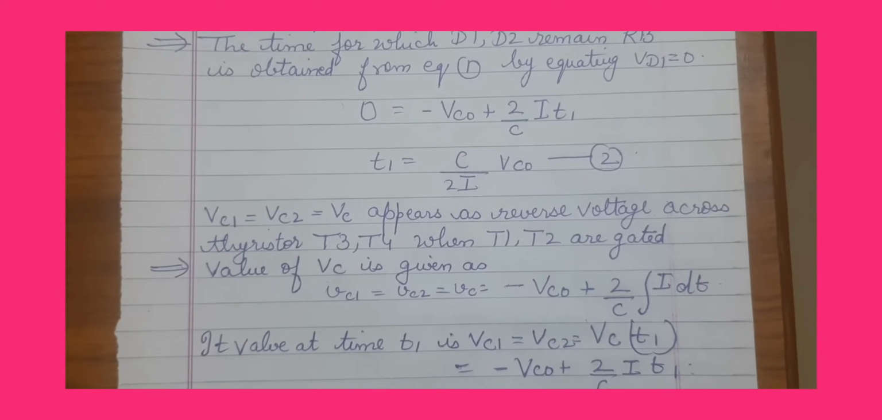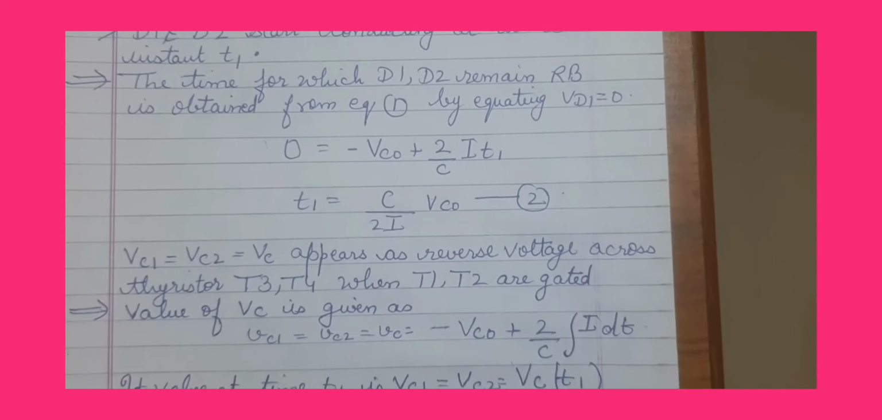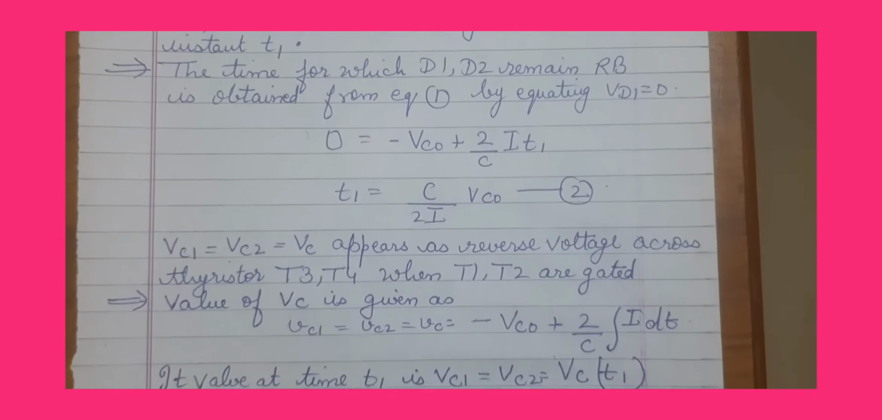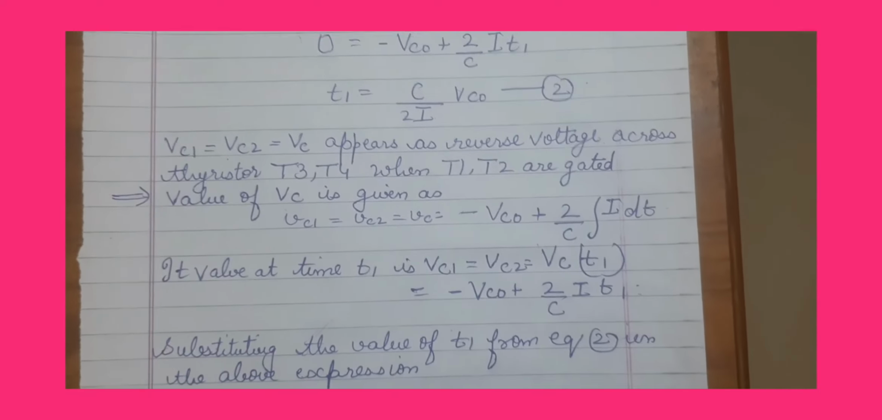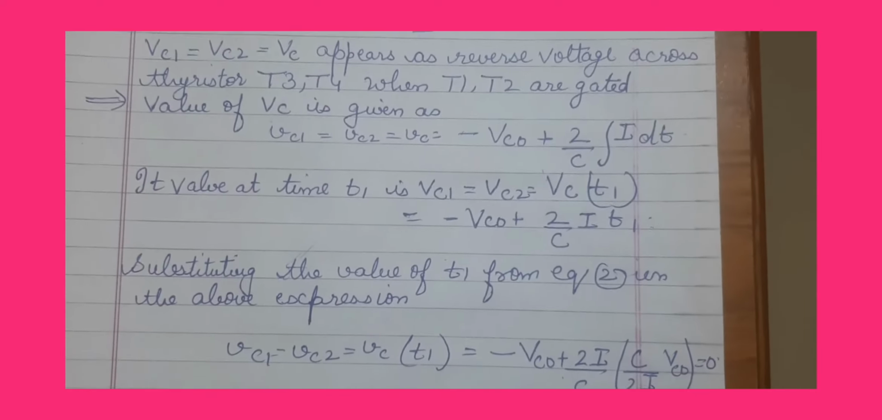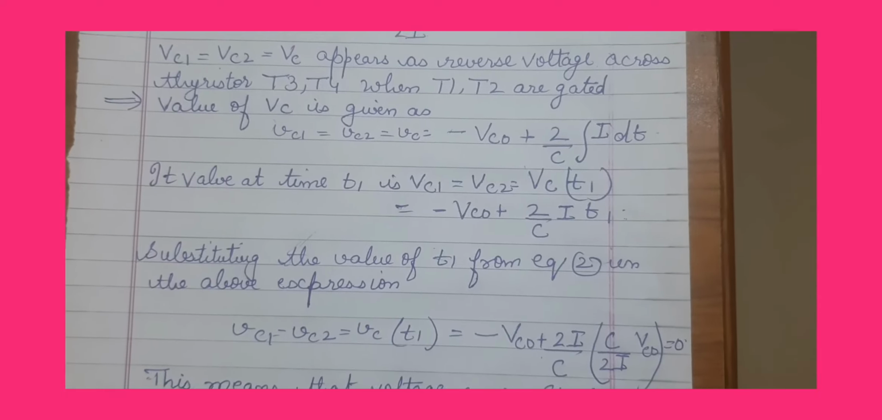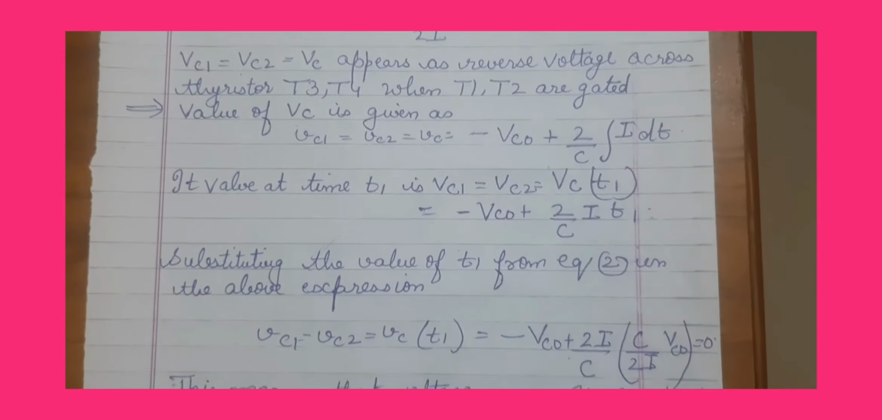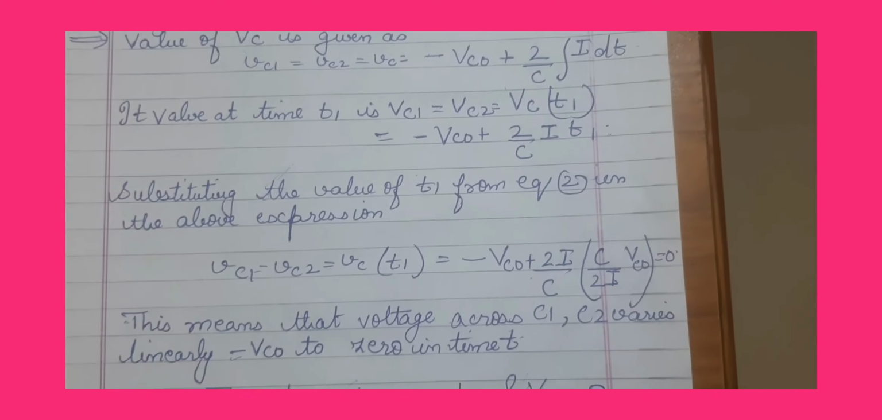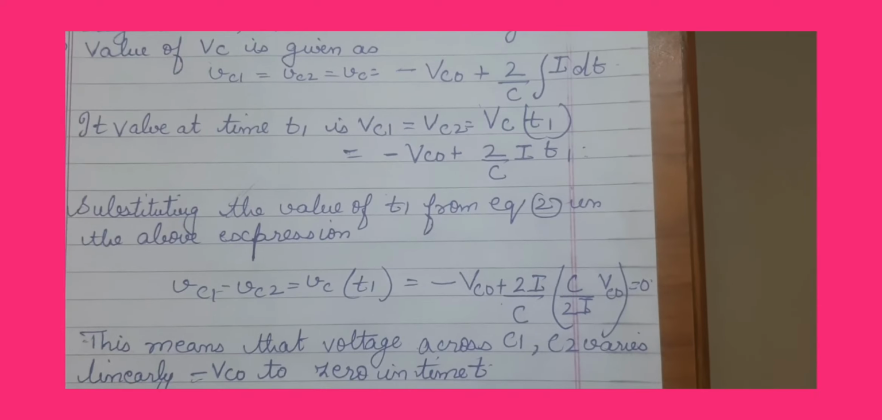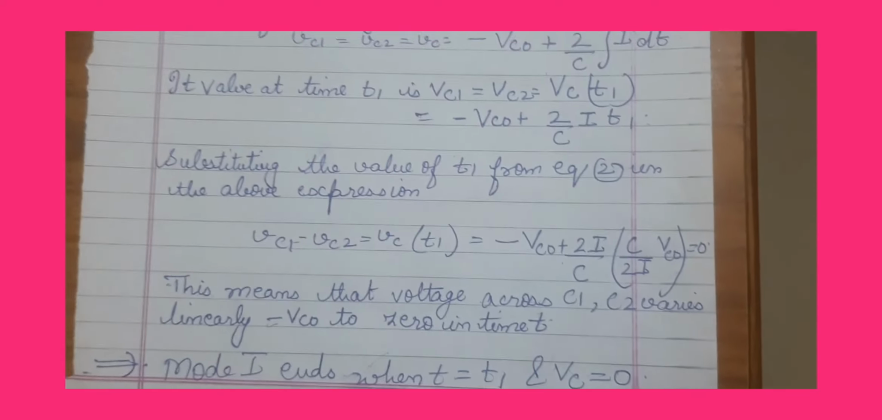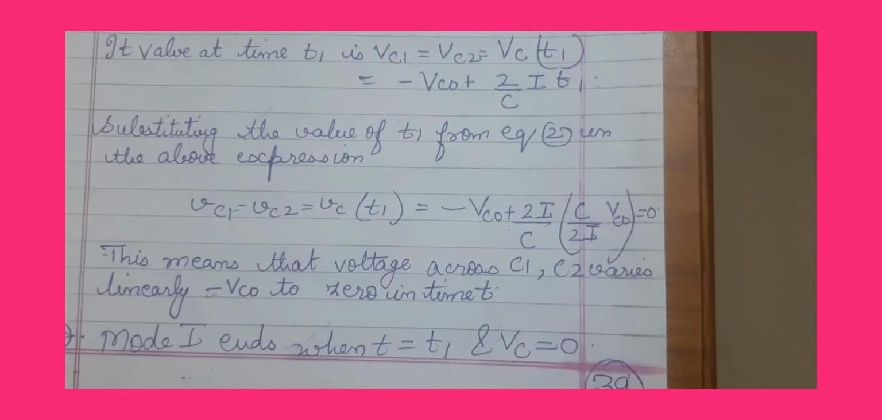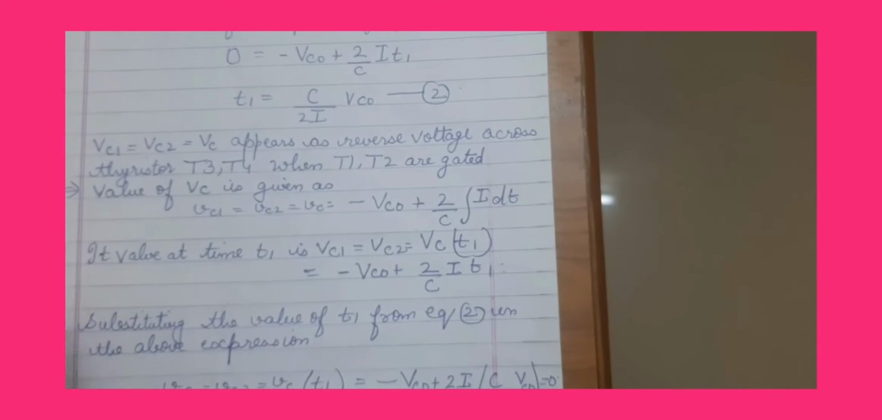That is, the voltage across the capacitor appears as reverse voltage across thyristors T3, T4 when T1, T2 are gated. So the value of VC, the voltage across the capacitor, is given as minus Vc0 plus 2 upon C integral of I dt. At time t1, VC1 is equal to VC2 is equal to VC at t1. Substituting the value of t1 from equation 1 in the above expression, the expression comes out like this. This means that the voltage across C1, C2 varies linearly from minus Vc0 to 0 in time t. So mode 1 ends when t is equal to t1 and Vc is equal to 0. We will discuss mode 2 in the next lecture.